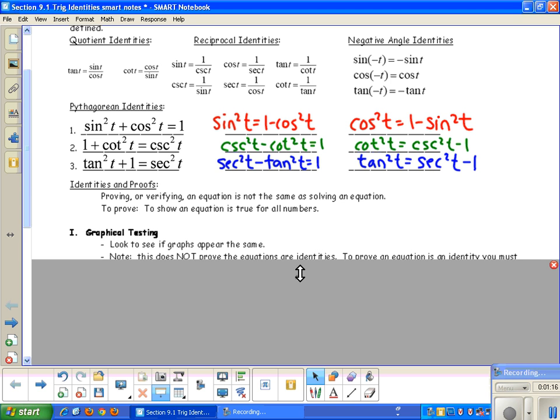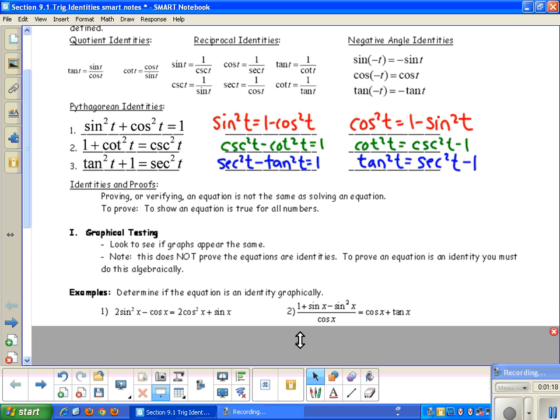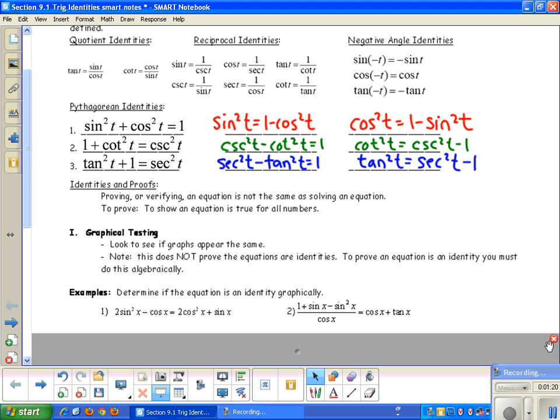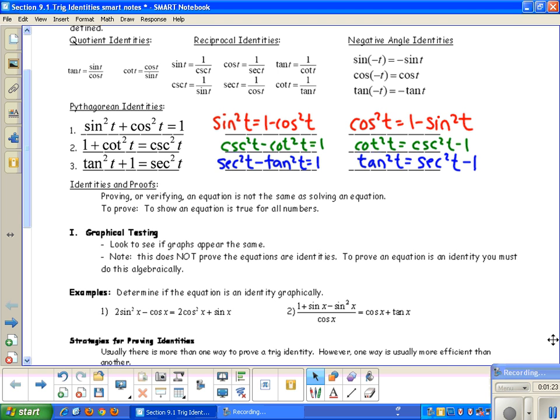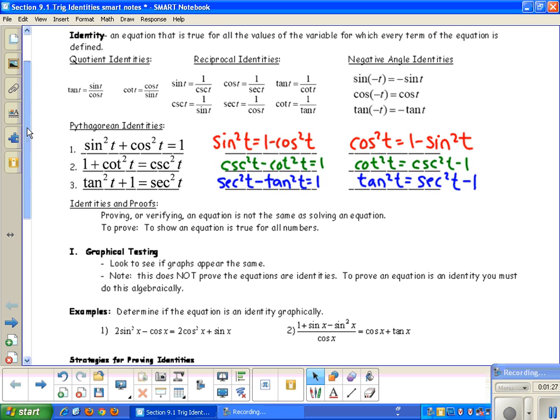The first thing we're going to do is to graphically test to determine whether or not an equation could be a possible identity. When we're doing this, we look to see if the graphs appear to be the same. And note, this does not prove the equations are identities. To prove an equation is an identity, you must show algebraically that it is.